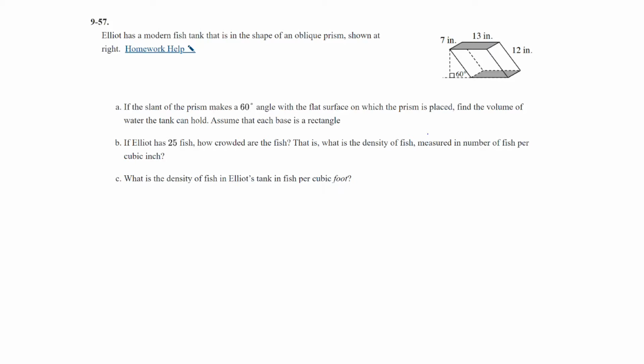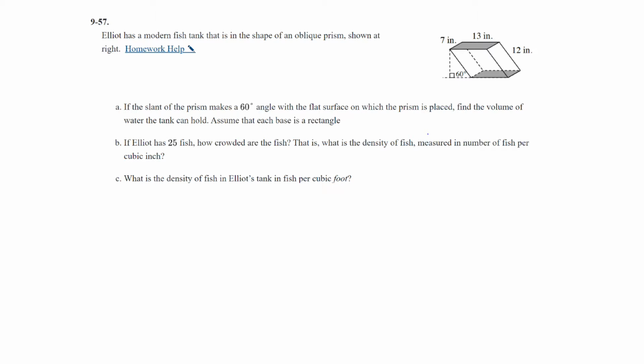Question 57. Elliot has a modern fish tank that is in the shape of an oblique prism, shown at the right. A. If the slant of the prism makes a 60-degree angle with the flat surface on which the prism is placed, find the volume of the water the tank can hold, assuming that each base is rectangular.